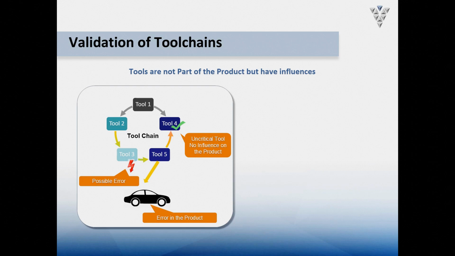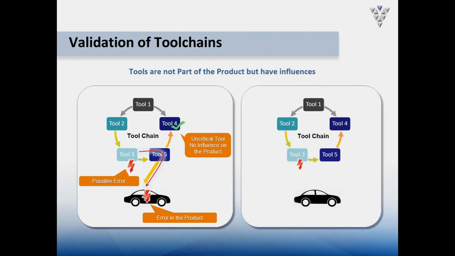So that errors do not get into the final product, we need certain detection mechanisms to avoid possible errors getting into the final product. And for that we need to analyze the toolchain and describe how the tools interchange artifacts and how we can test and introduce detection mechanisms so that finally we can prove that there is no potential error getting into the final product.